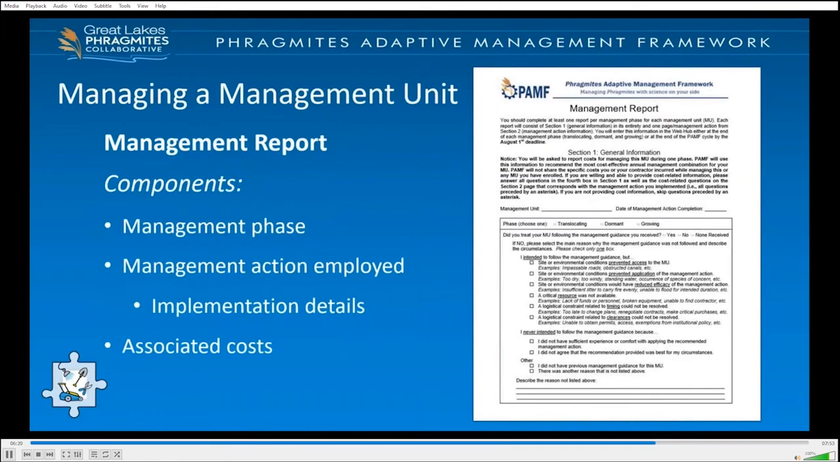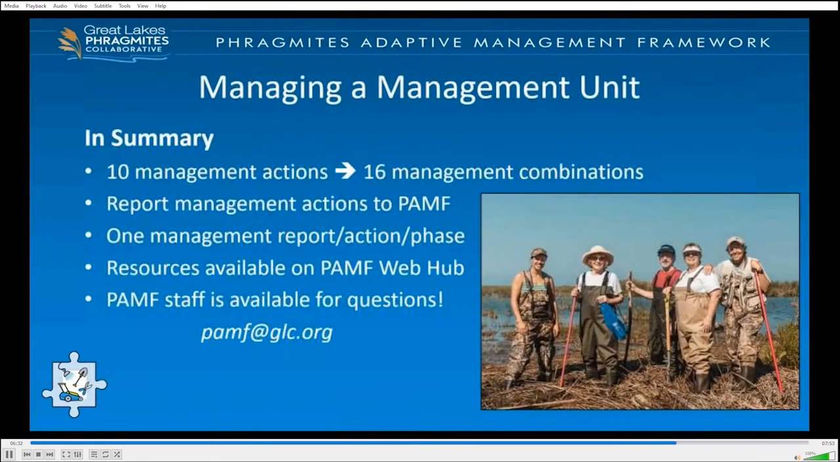We recommend that you submit your management reports at the end of each management phase while things are still nice and fresh in your mind. However, you can submit all 3 reports at the end of the annual cycle, as long as it's before August 1st of each year. Reporting your management actions is meant to be a simple and quick process that should take less than 15 minutes per report.